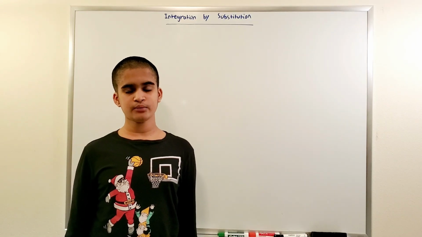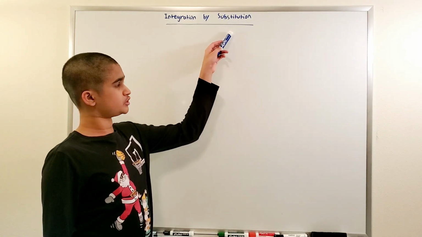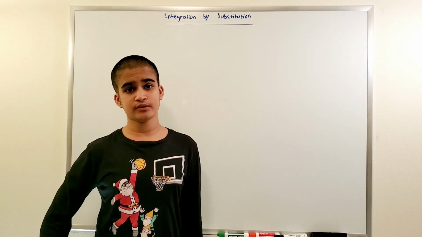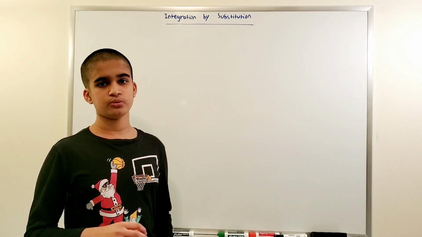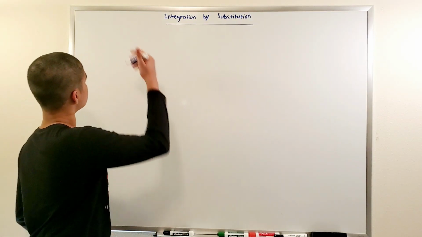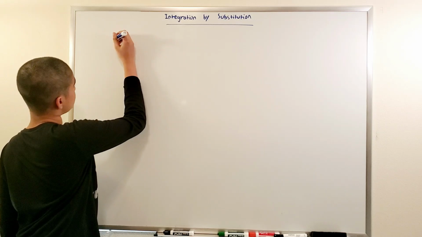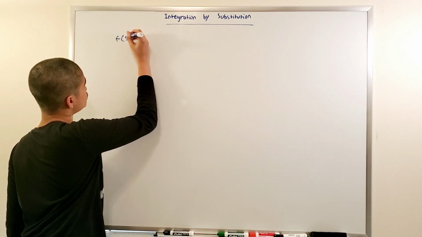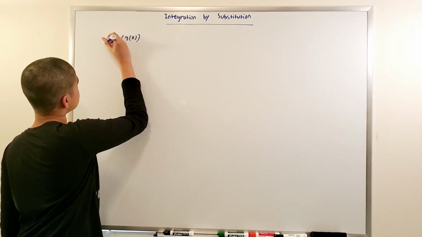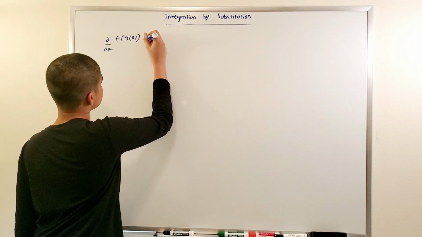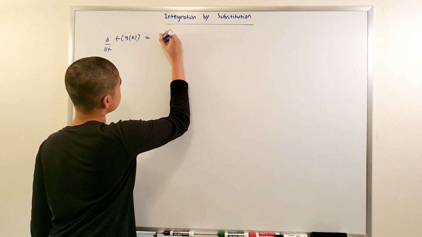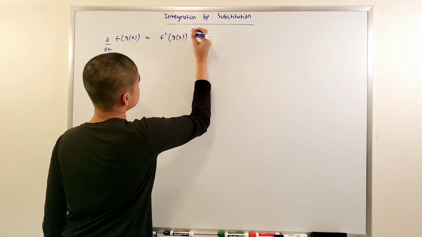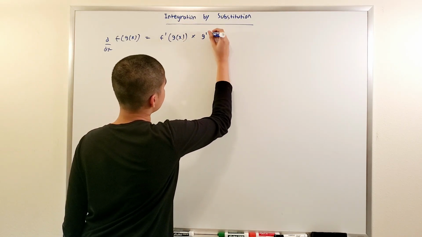Everyone. Today we are going to talk about integration by substitution, also called the reverse chain rule. In order to better understand the reverse chain rule, we first need to revisit the chain rule. Recall that the chain rule states that if we have a composite function f of g of x, and we take the derivative of it, we can rewrite it as the derivative of the outer function with respect to the inner function times the derivative of the inner function.